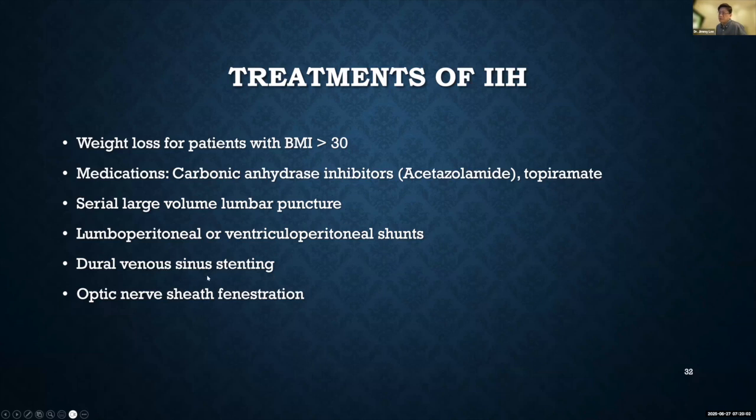There has also been some dural sinus stenting done in our center for people with a stenotic transverse sinus sigmoid sinus junction with a severe pressure gradient. And for preservation of vision, for cases that require it, an optic nerve sheath fenestration may be done.